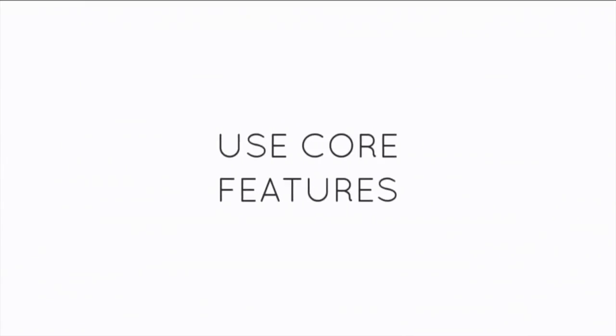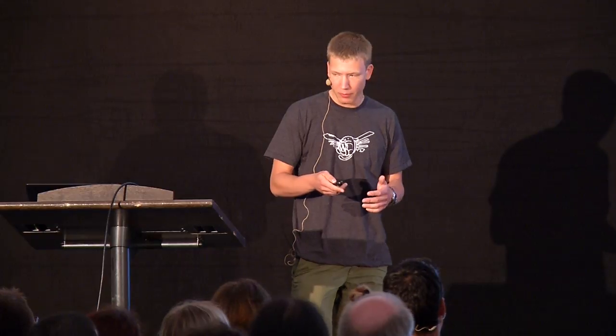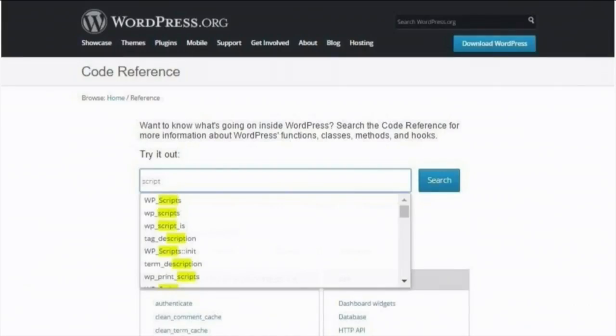So my point is that there's so much code available, so many functions that you can use in WordPress Core, so use them and don't try to reinvent the wheel. If you're not sure what functions WordPress Core has, there's a developer reference. You can go to developer.wordpress.org, and then you can enter whatever you're looking for, like I've done here with scripts, and then you get a list of hooks, filters, functions, and classes that you can use.